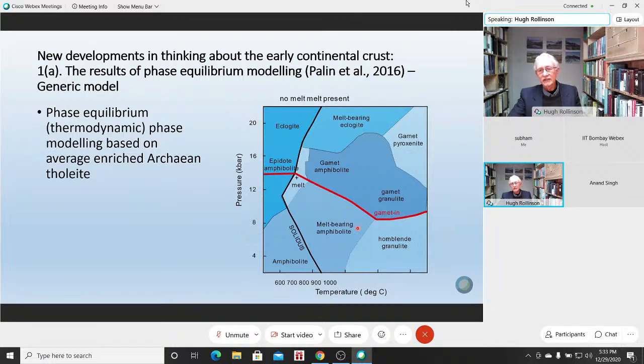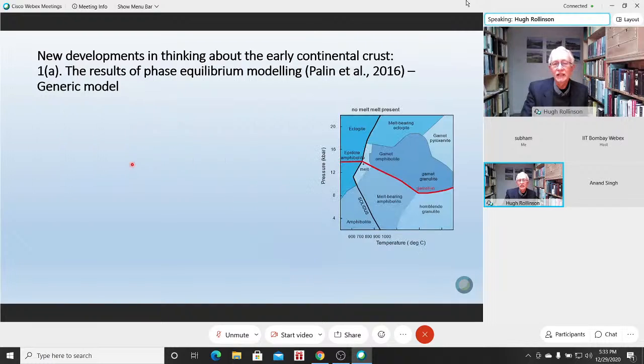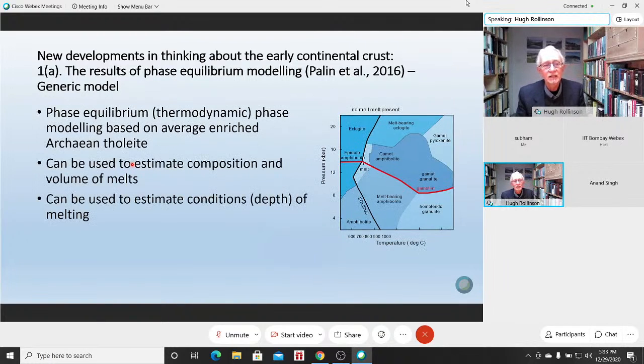To the right of this curve, we have melt coexisting with these different residues. Here we have the stability field of garnet, shown in red. So rocks with garnet sit above this line. And so we can begin to ascertain from geochemistry and from the stability of phases preserved in the residue of melting what the melting conditions might have been if we melt a particular basaltic rock. Now, this study was based on an average Archean tholeiite, and what's known as the average enriched Archean tholeiite. And this phase equilibrium modelling was used to estimate the conditions of melting.